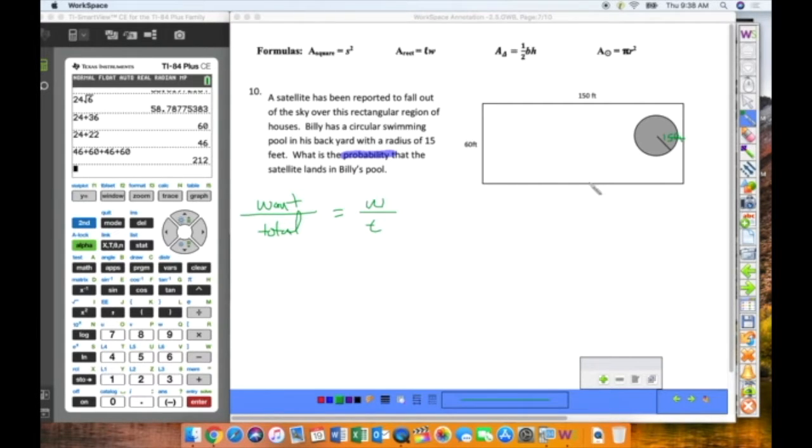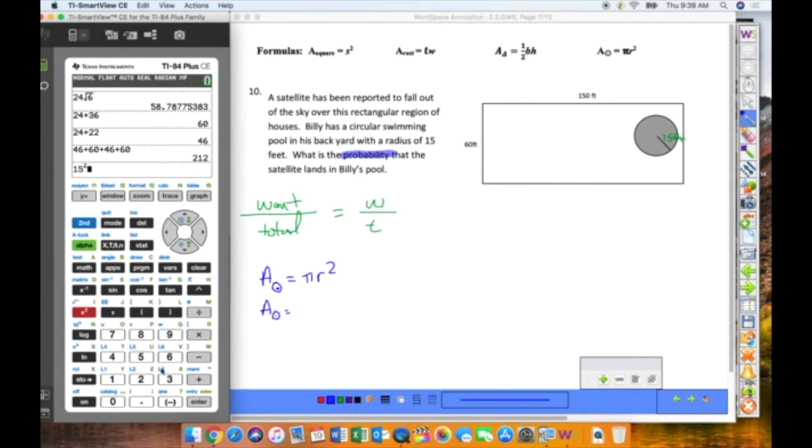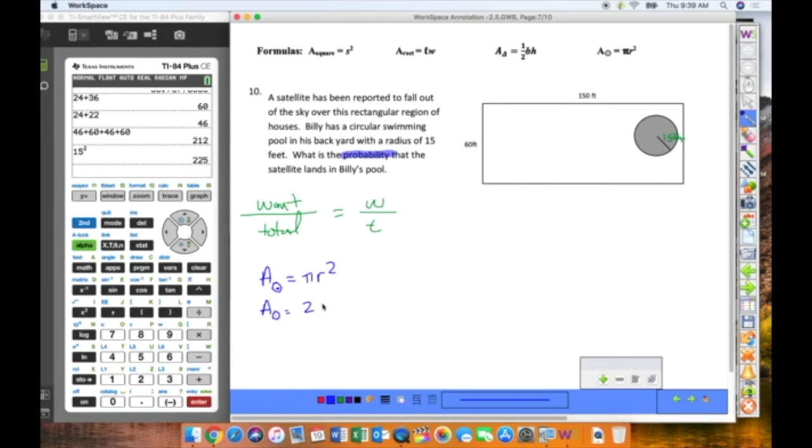So the satellite is going to land in an area. We need to find the area of these shapes. So we're going to go off to the side, and we've got the area of the circle. Area of the circle will be pi r squared, and the radius is 15, so 15 squared, we should know that, is 225. And I'm going to keep it exact, 225 pi. I'm not going to approximate until we're all done. So always keep everything exact until we're ready to give our final answer.